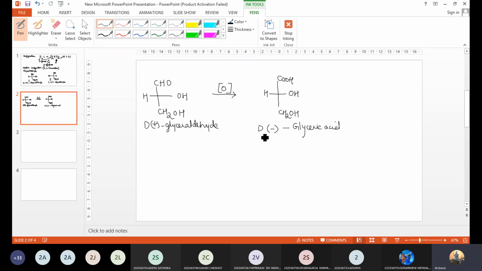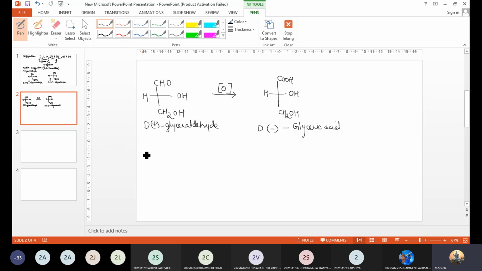No doubt, the derived compound, the glyceric acid from glyceraldehyde, since we started with the D series, ends up in the D series only. But there is a change in the optical rotation of the compound. Can you make out this? We started with a dextro compound, but we ended up in a levo compound. So there is no hard and fast rule between D and L or D and plus. We just have to remember that we started with the D series, so we end up getting a D series compound only. Okay.